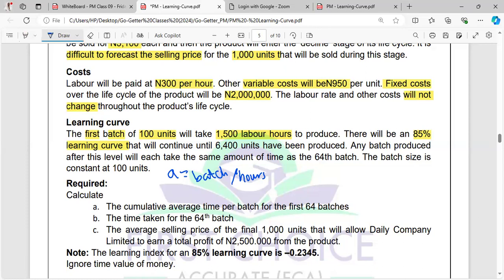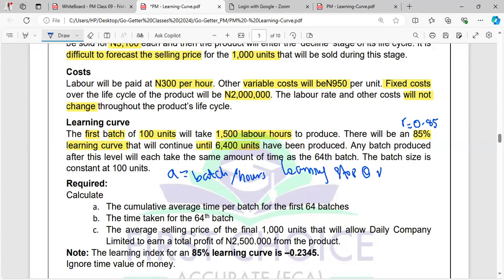So we start converting this now. We say R is equal to 0.85. That's our learning rate. That will continue until, the word until tells us that this is when learning stops. So I'll say until 6,400 units have been produced. Now we will say learning stops at 6,400 units.